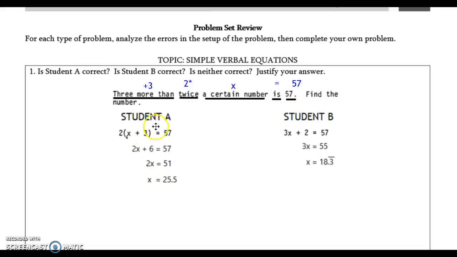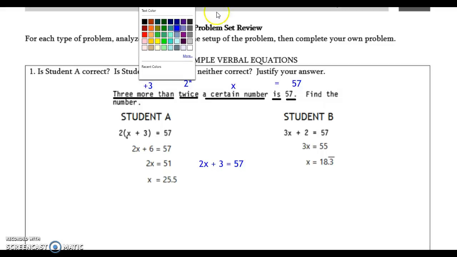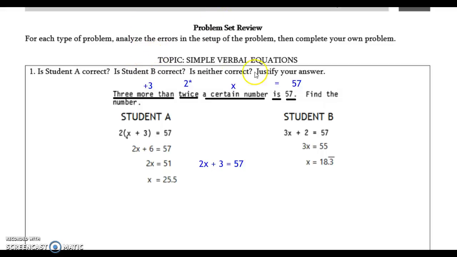That's pretty self-explanatory. Now we're going to put it together into an equation, which looks like this: 2x plus 3 is equal to 57. The question asks us to state whether student A is correct or student B is correct, and if neither is correct, to justify the answer. Student A is incorrect because of one choice that student A made. Student A decided to multiply the entire quantity by 2, where it doesn't say that.